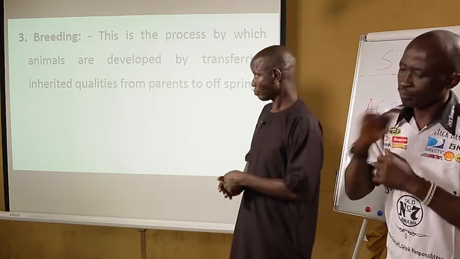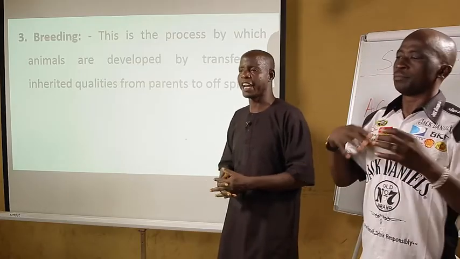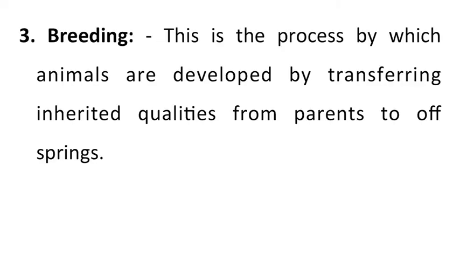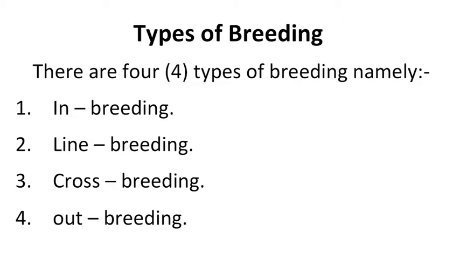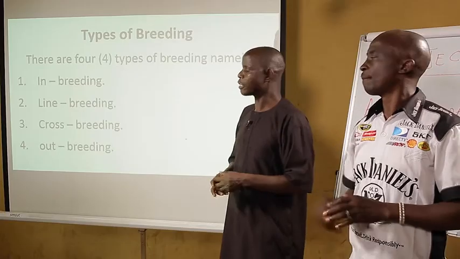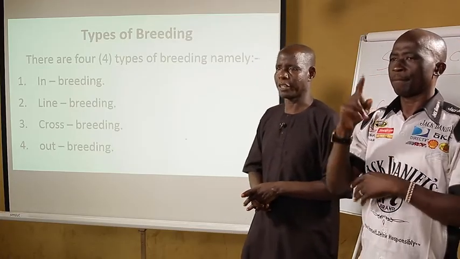Now, the next method of animal improvement is breeding. Breeding is the process by which animals are developed by transferring inherited qualities from parents to offspring. Types of breeding. There are 4 types of breeding, namely 1, inbreeding, 2, line breeding, 3, cross breeding, and 4, outbreeding. Let us see these types of breeding one after the other.